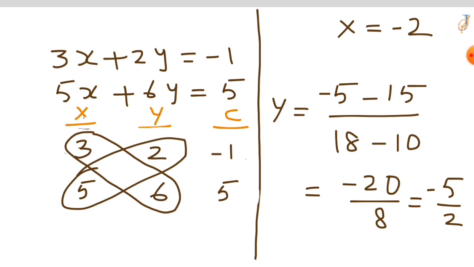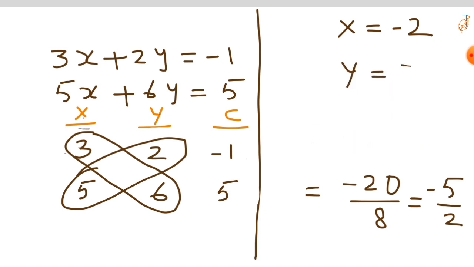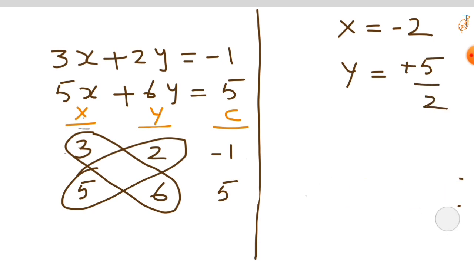You need to change the sign. So the y value is minus 5 by 2. If you change the sign, then you will get plus 5 by 2. So your x value is minus 2, y value is plus 5 by 2.